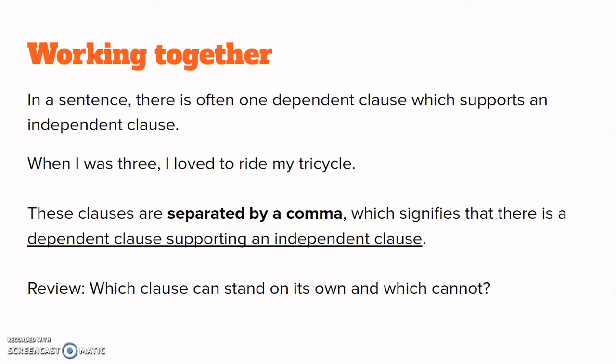Now, which one of these can stand on its own and which cannot? Which one is dependent and which one is independent? When I was 3 is dependent, I loved to ride my tricycle is independent. And note that these are separated by a comma, which signifies that there is a dependent clause supporting or giving background to or for an independent clause.